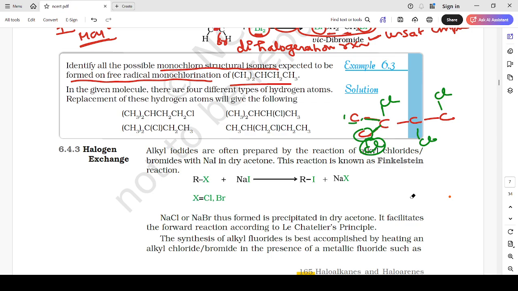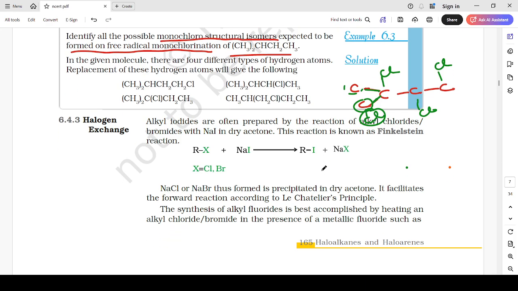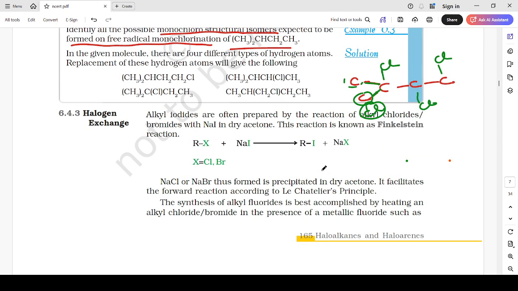You understand? In order to avoid mistakes, please write the IUPAC nomenclature of them so that you don't repeat the compounds or you don't miss the compounds. Okay? Shall we continue?